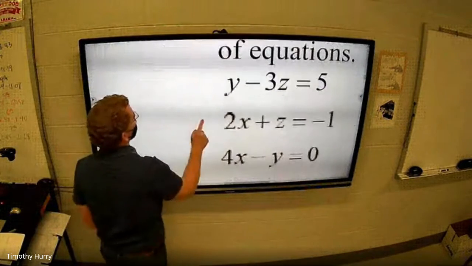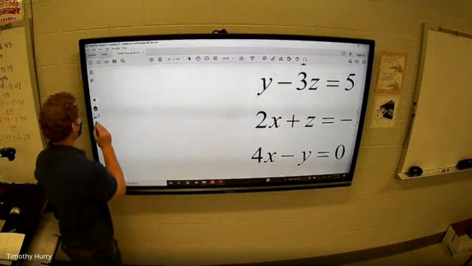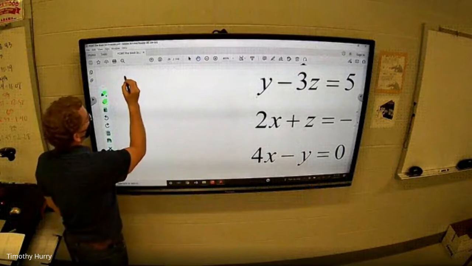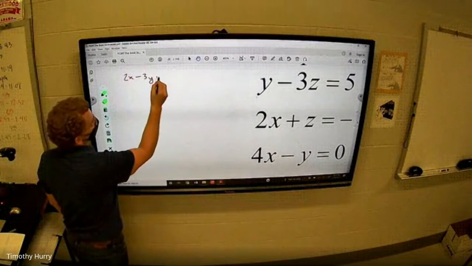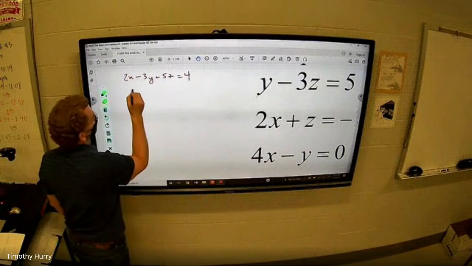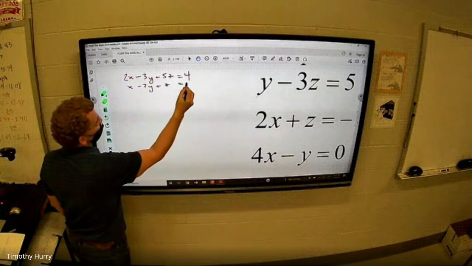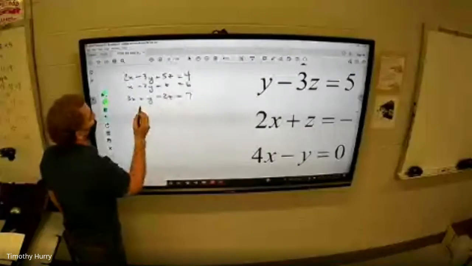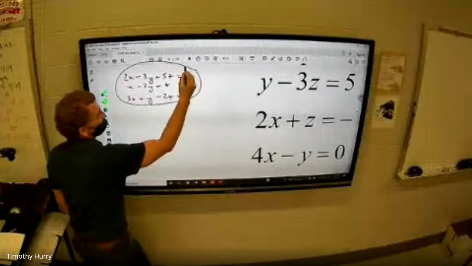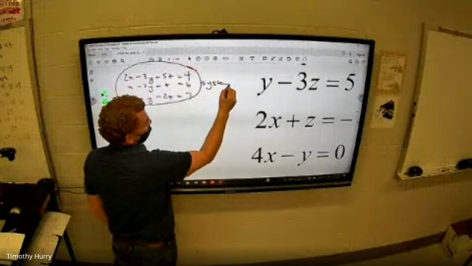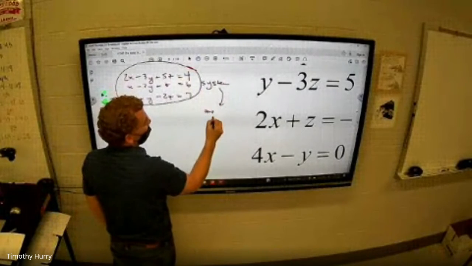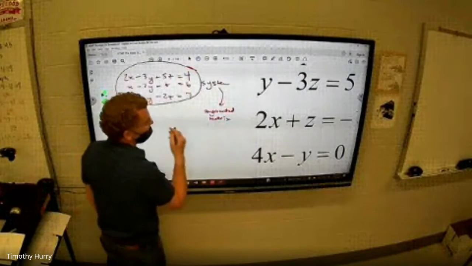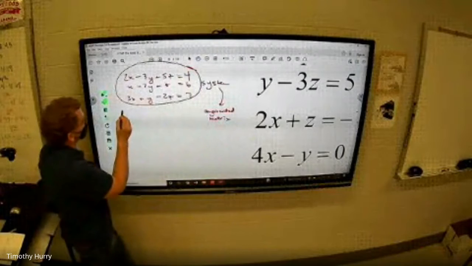First thing is the fact that we can take something like, and I could do this with any size matrix, 2x minus 3y plus 5z equals 4, x minus 2y plus z equals 6, 3x plus y minus 2z equals 7. I can take a system and write it as what we call an augmented matrix. It's really simple.